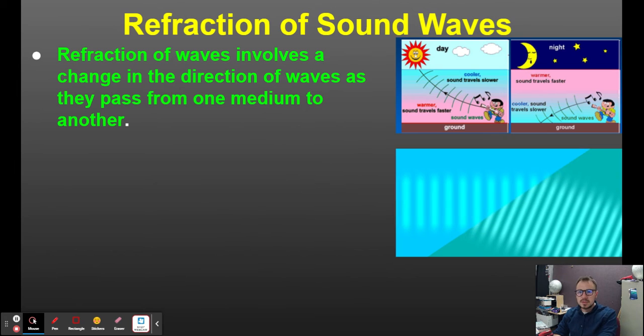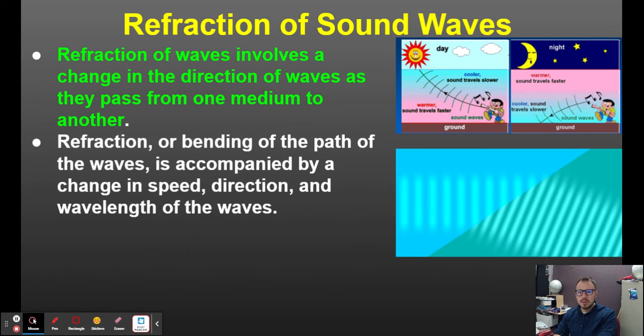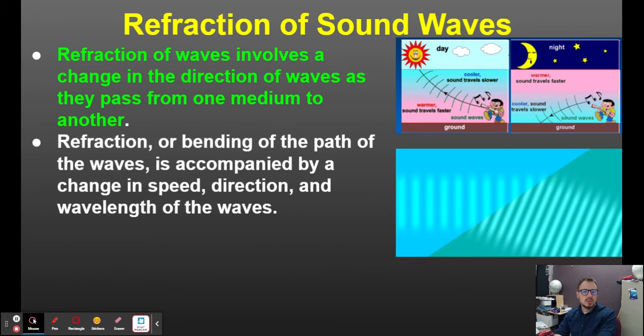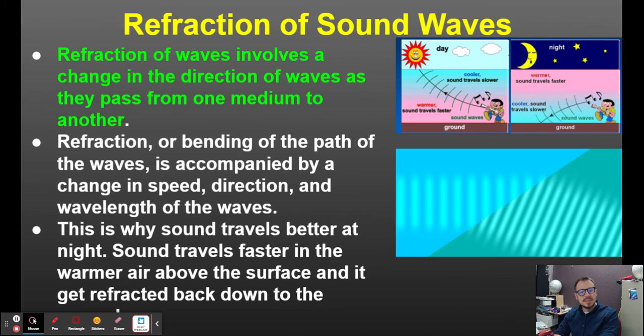Now, refraction of waves involves a change in direction of waves as they pass from one medium to another. So it's a bending path of the waves, and it's accompanied by a change in speed, direction, and wavelength of the wave. So this mostly happens when we talk about light, but this is what happens at night.